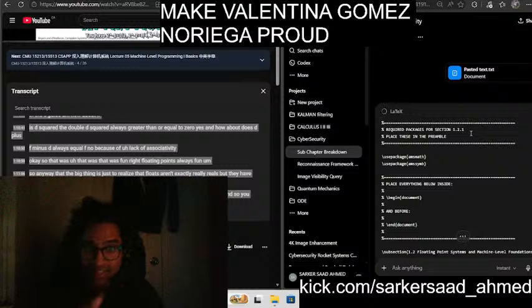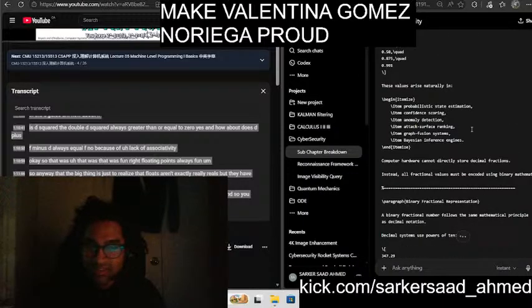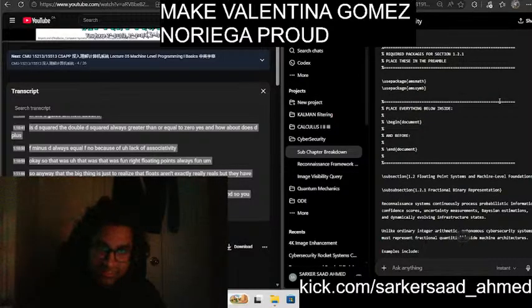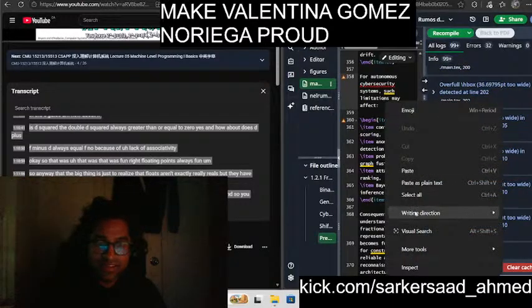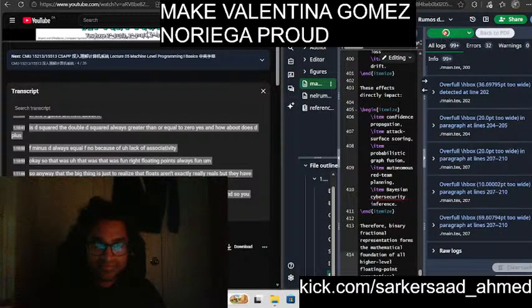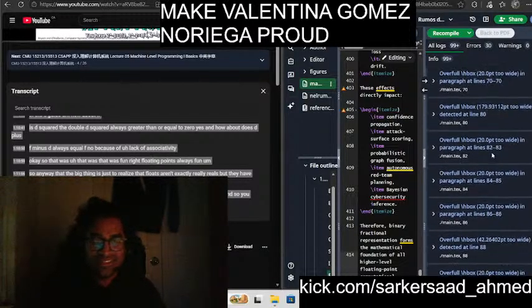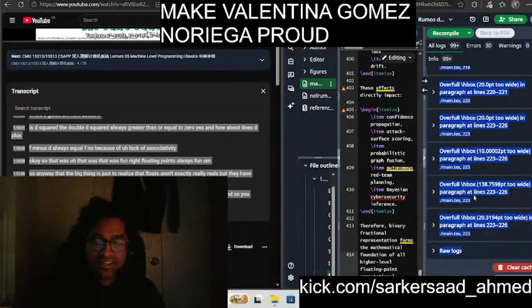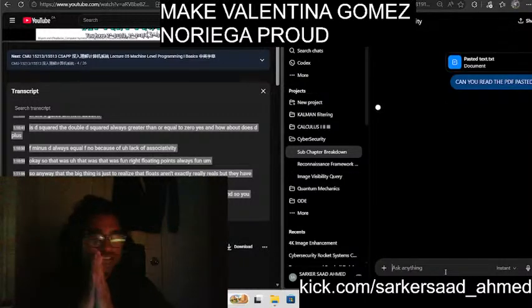It doesn't understand. It literally doesn't understand. Believe me, it's not understanding. I'm going to get the same error because I literally see the same thing. What did I tell you? Come on. Can you read the PDF pasted text? No, you can't. You cannot.